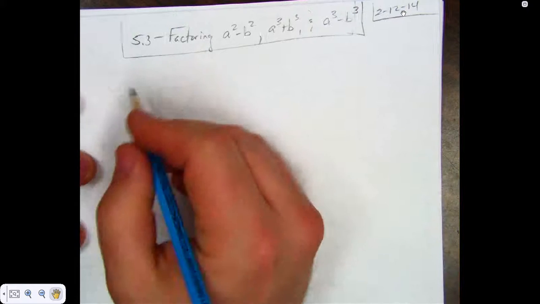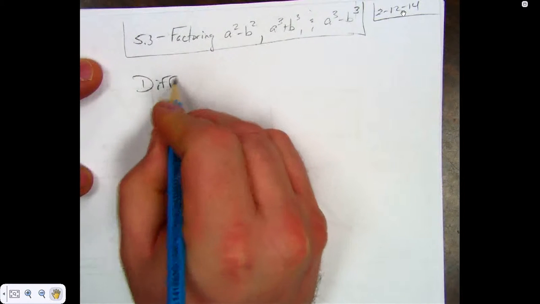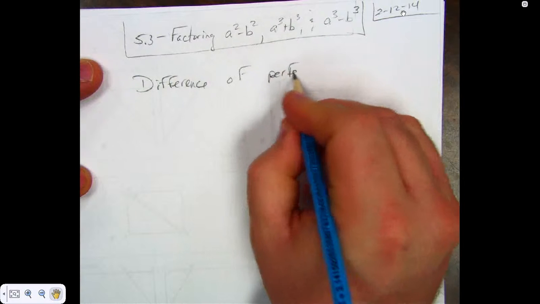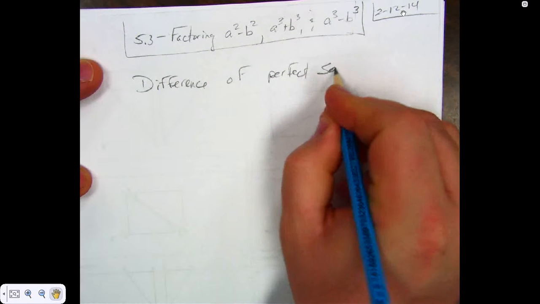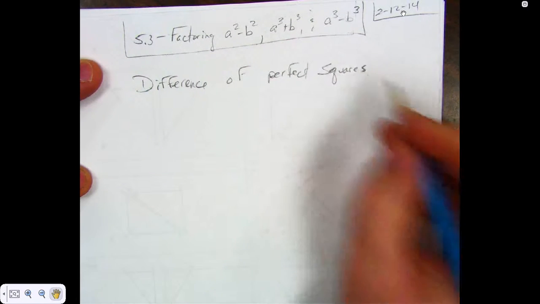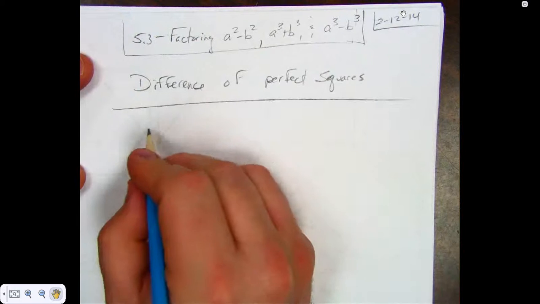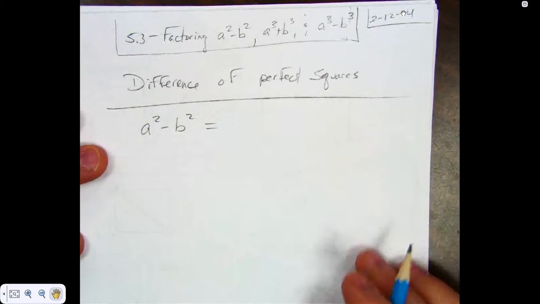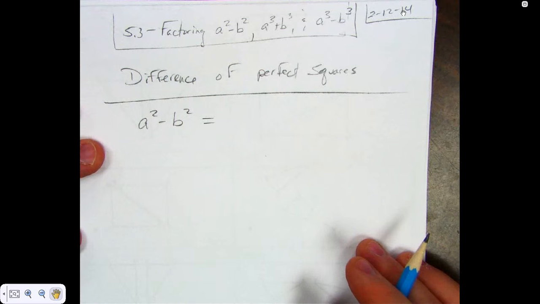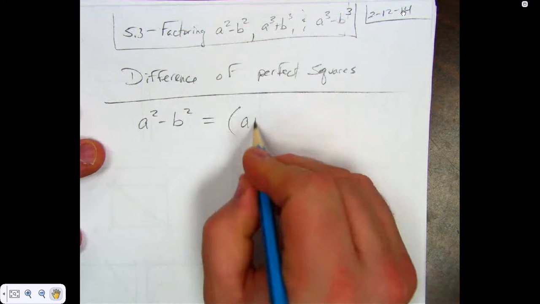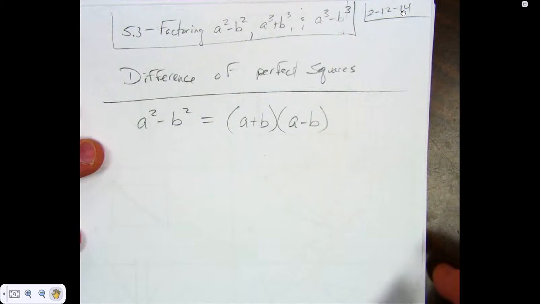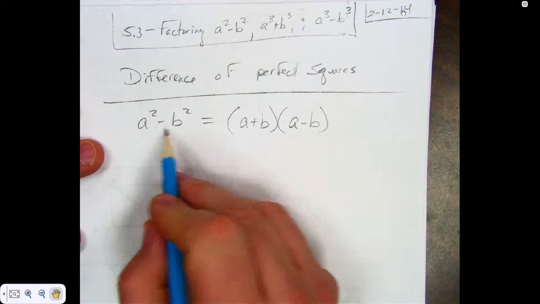The first one is called the difference of perfect squares. And that is a squared minus b squared. It will always factor to a plus b times a minus b. That's simple. It only works when you have the difference of perfect squares.